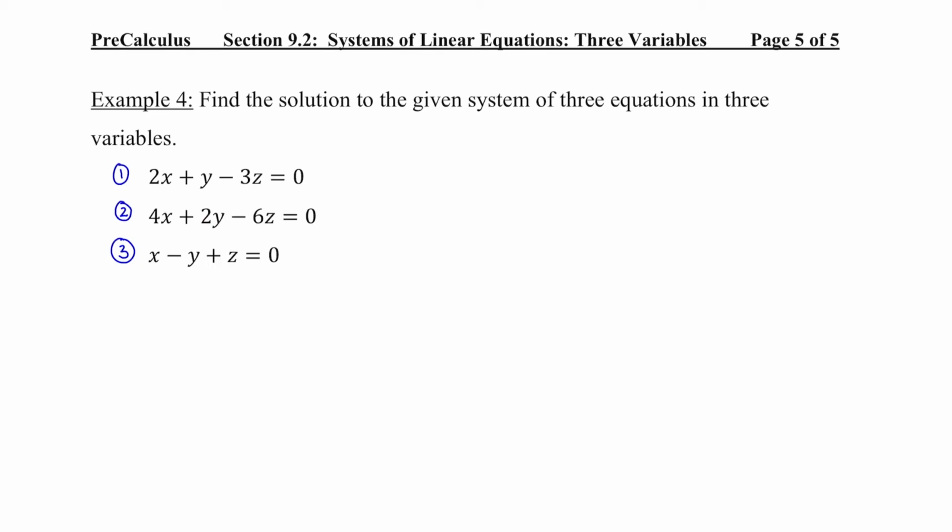The first thing I'm going to do is try to eliminate one of the variables so that I can have a system of 2 equations and 2 unknowns. By looking at the coefficients of these variables, I think eliminating y is the best choice. So step 1, I will combine equation 1 and equation 3 in order to eliminate y.